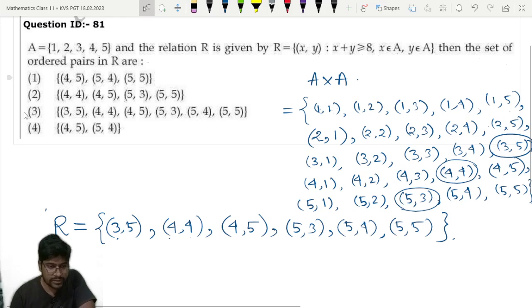Option 3 is the correct answer. So is it clear to everyone? Okay, so let's move to the next question.